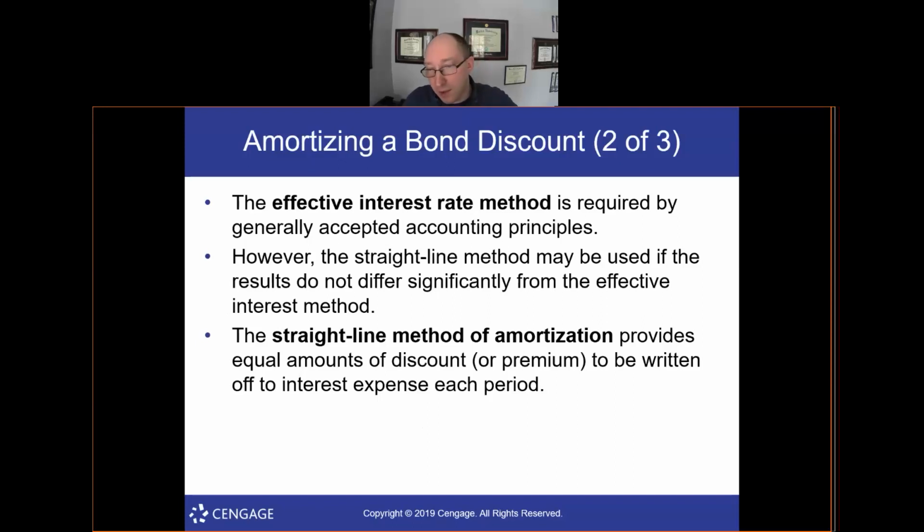Straight line method of amortization provides equal amounts of discount or premium to be written off to interest expense each period. So it works the same way as depreciation does. Amortization and depreciation are very, very similar. Remember, with straight line method, we depreciate or amortize in this case the same amount over every single period. So we debit interest expense, credit accumulated amortization, right? The same exact method.